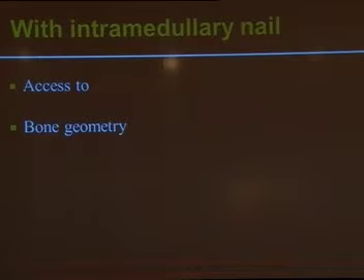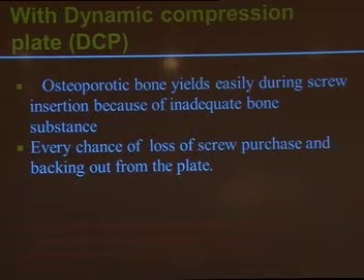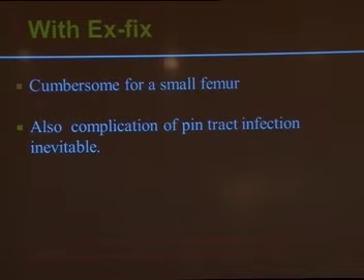For example, if you are going with an intramedullary nail in cases of polio, you may have difficulty in access to the entry point, and the bone geometry may also be altered, which may cause an intraoperative fracture. And if you are going with the DHS, you should know the width of the neck and the altered neck shaft angle. With a dynamic compression plate in osteoporotic bone, the chances of implant failure are more. With an external fixator, it is cumbersome for a small femur, and complications of pin tract infections are more. This has been given by Paley in 1990, in which are the complications of the Ilizarov technique.